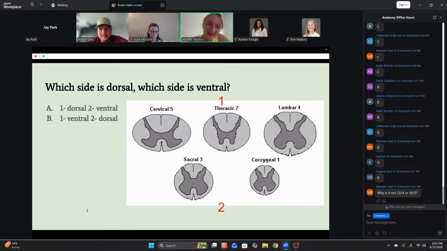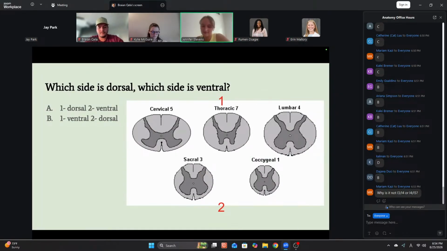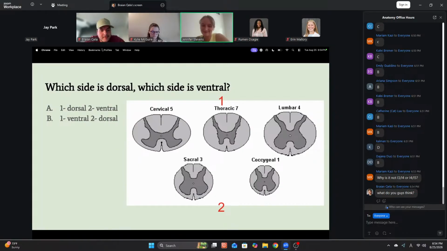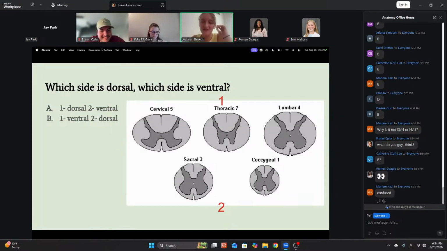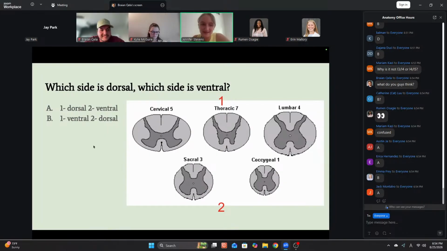Oh, and this is me. Last one I think I have, and hopefully I didn't mess up the answer on this one. So this is just some identification for which side is ventral, which side is dorsal. This might be a little hard. This is a little more lab based, but I think we kind of touched on it.